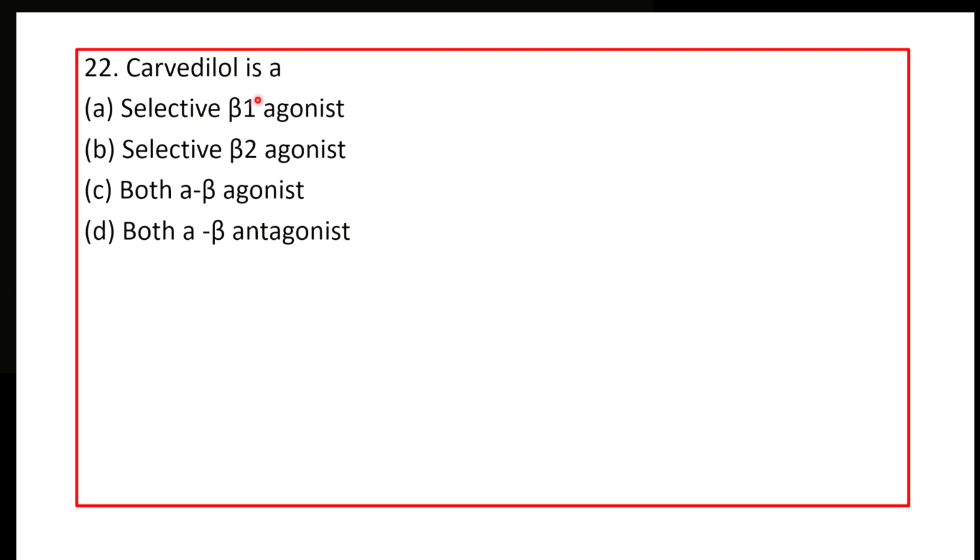Carvedilol is a. This is a very interesting question. This type of question always comes in the exam and it confuses you. For beta 1, is it selective, non-selective, or both? So option D is correct. Both alpha and beta antagonist. Please note this question because it is very important, and also do the classification very carefully, because questions always come from those categories which are a little confusing to the students.